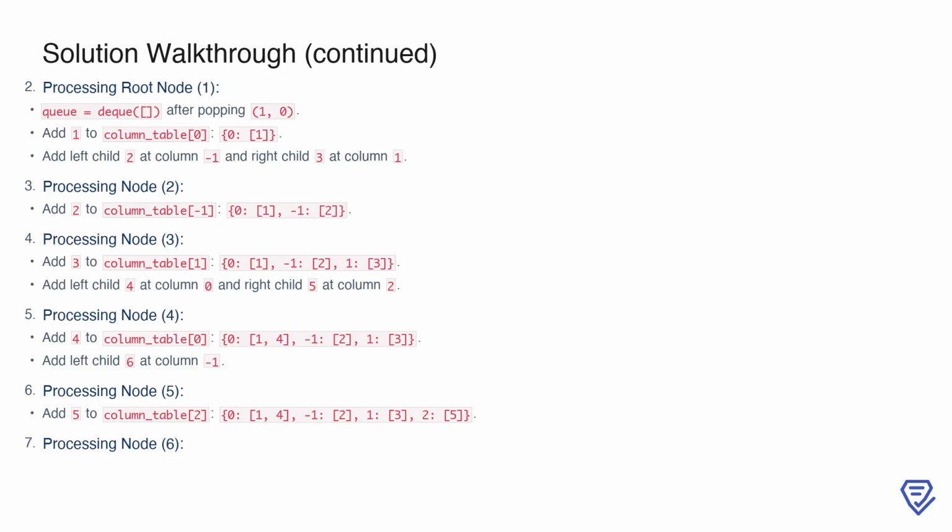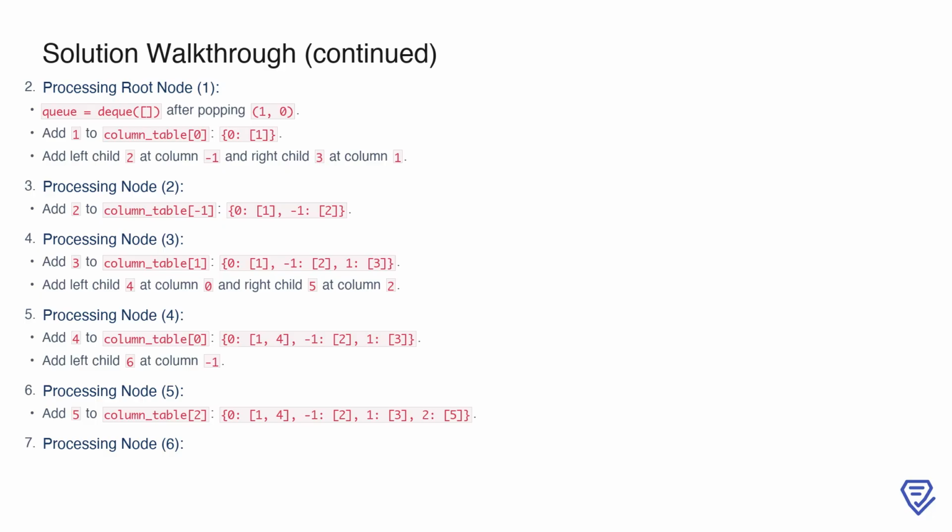Next, we process node 2, which is at column -1. We add 2 to column_table, -1, updating the table to 0, 1, -1, 2. Since node 2 has no children, we proceed to node 3, which is at column 1. Adding 3 to column_table, 1, updates the table to 0, 1, -1, 2, 1, 3.